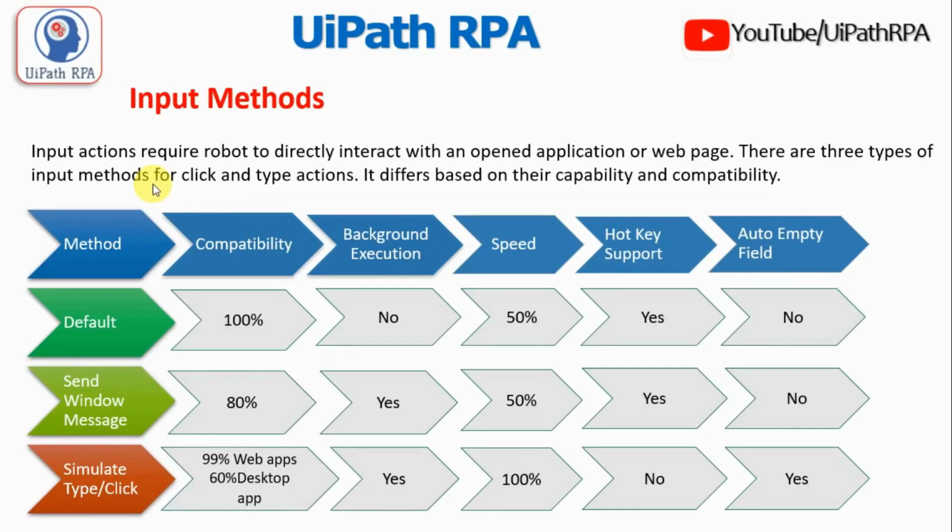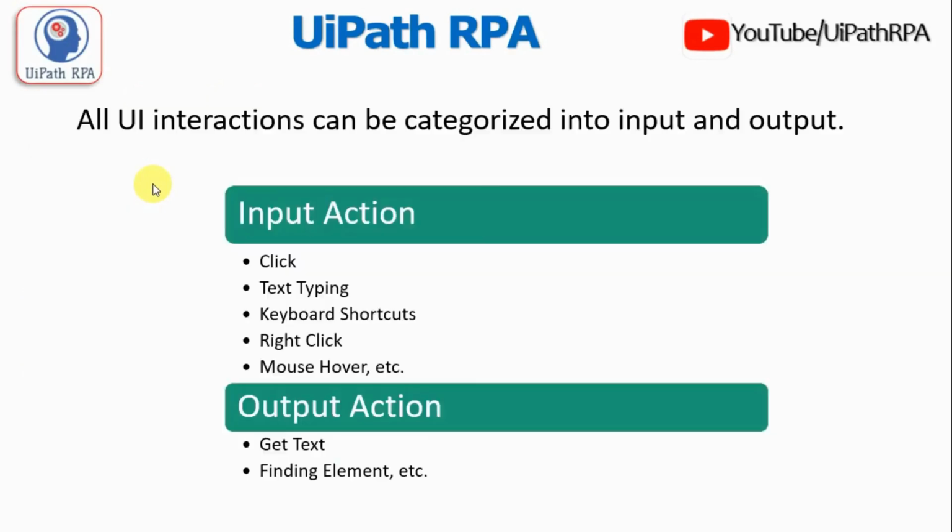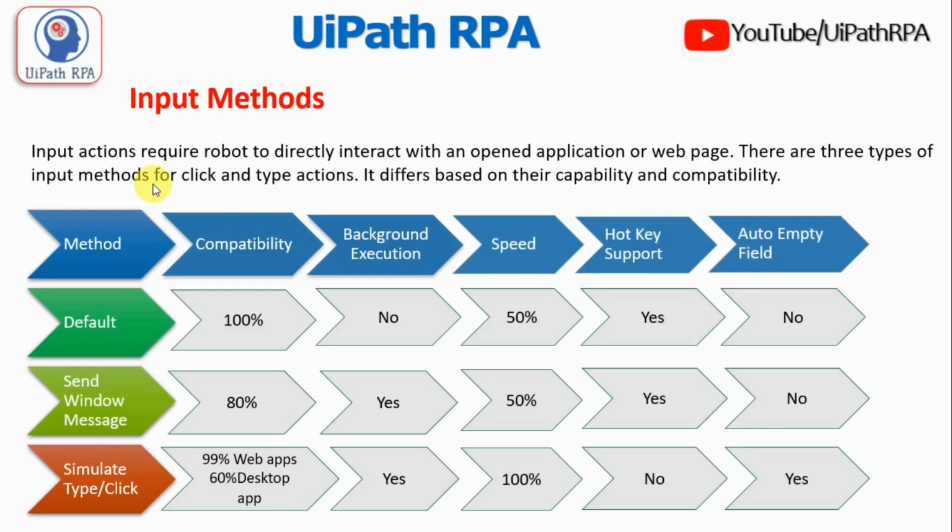There are three types of input methods for click and type actions. Click and text typing are the input actions. So there are three methods of input. They differ based on their capability and compatibility. We'll start one by one with the methods and their compatibility: whether it works in the background or not, what the speed is, and whether it supports hotkeys or not.